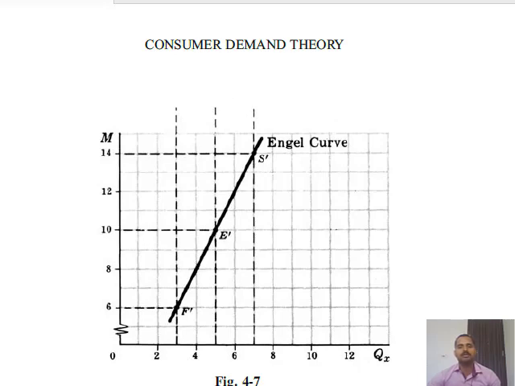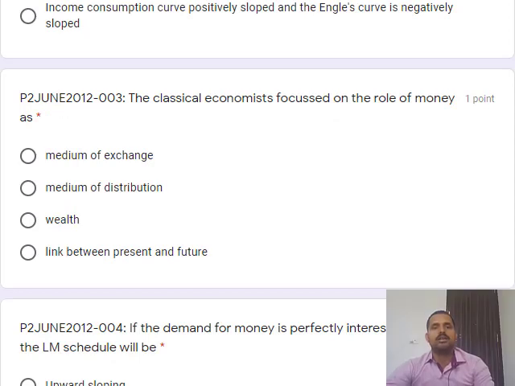So our correct answer should be this one. Now let us come to question number 3. The question is, the classical economists focused on the role of money.